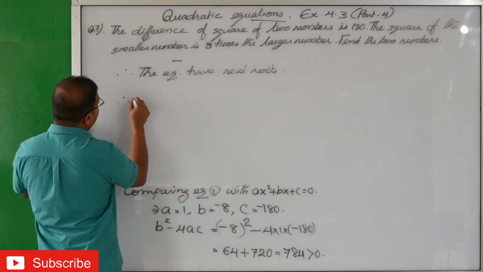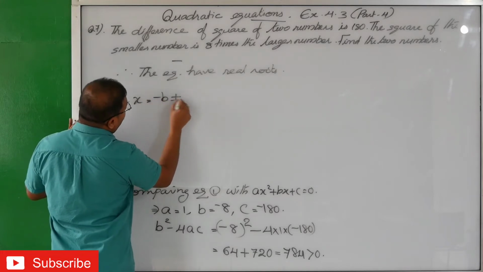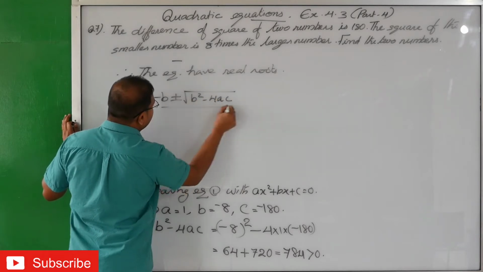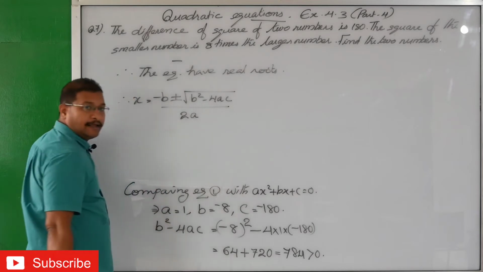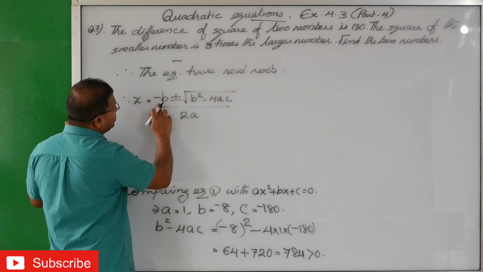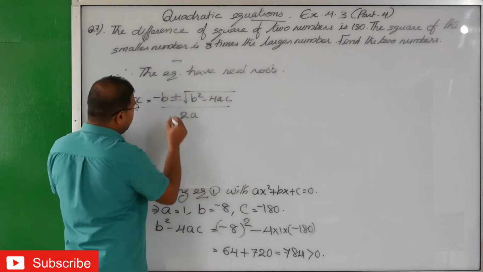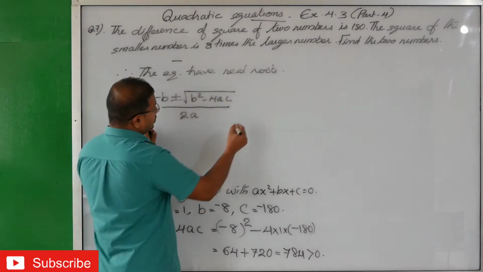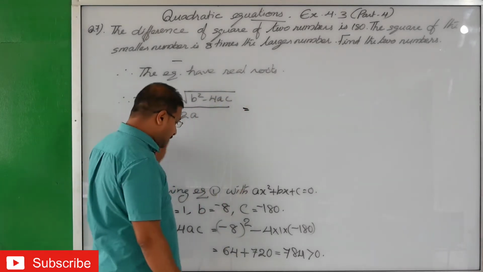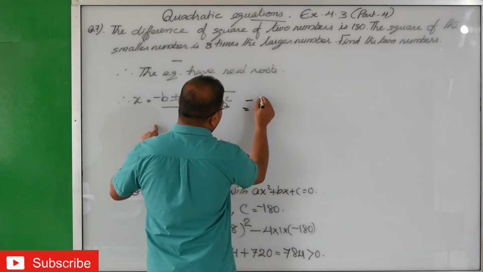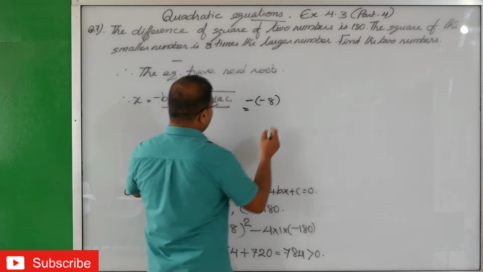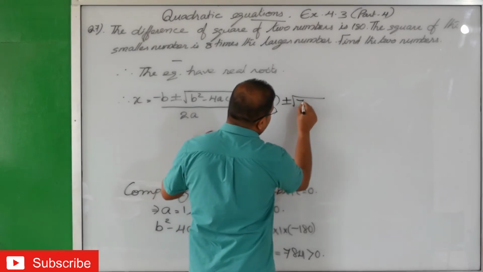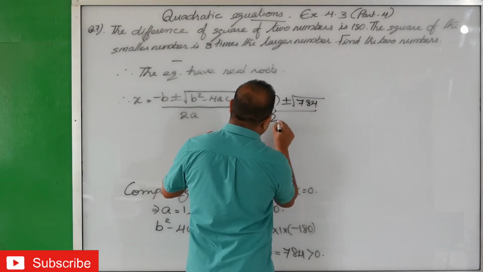Therefore, x equals minus b plus or minus root of b square minus 4ac by 2a. Ready? That means what you will get? x equals minus b plus or minus root of b square minus 4ac by 2a. Equals, what is the value of minus b? Minus, the value of b is minus 8. Ready? Plus or minus root of 784, divided by 2 into a, which is 1.